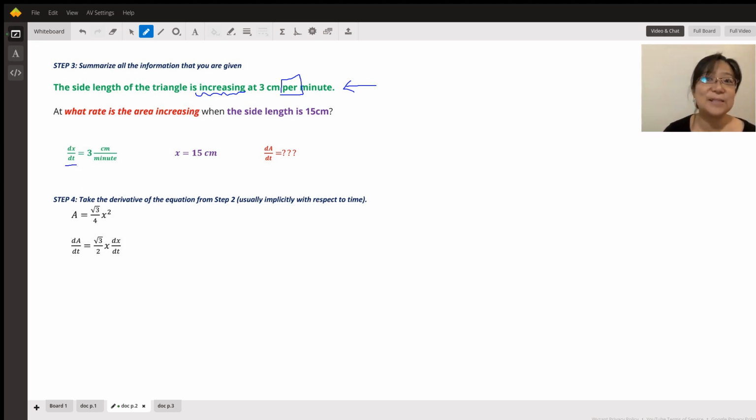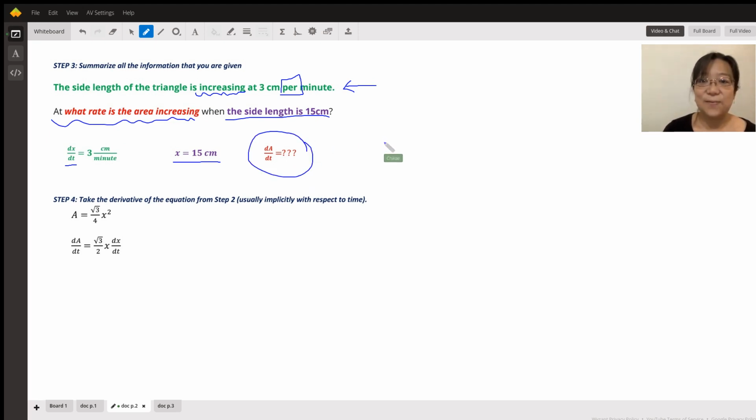Then in part B, it specifically tells you at what rate is the area increasing when the side length is 15. Now, the question and the information they're giving you are put together in that, so we're going to break it apart. When the side length is 15, that's information that they're giving you. And basically what that tells you is x equals 15 at that point. Now, at what rate is the area increasing? Question mark. That's the question we want to find. So what we really want to find is dA over dt.